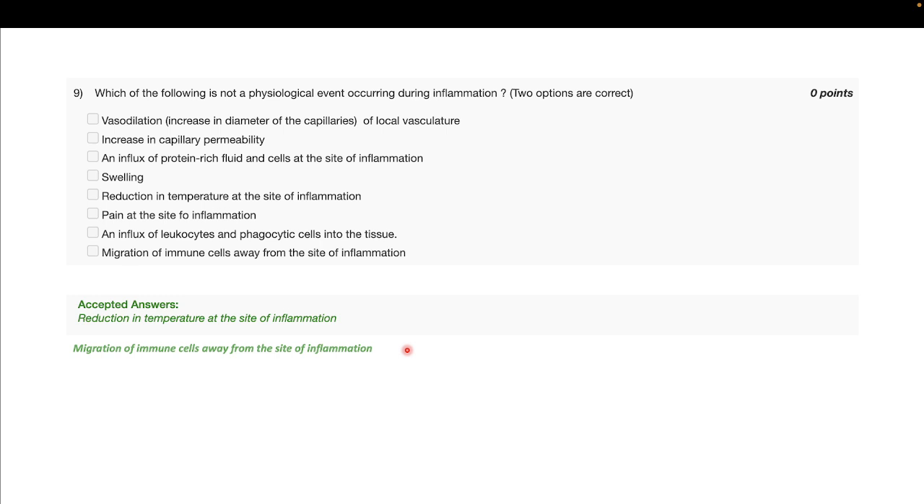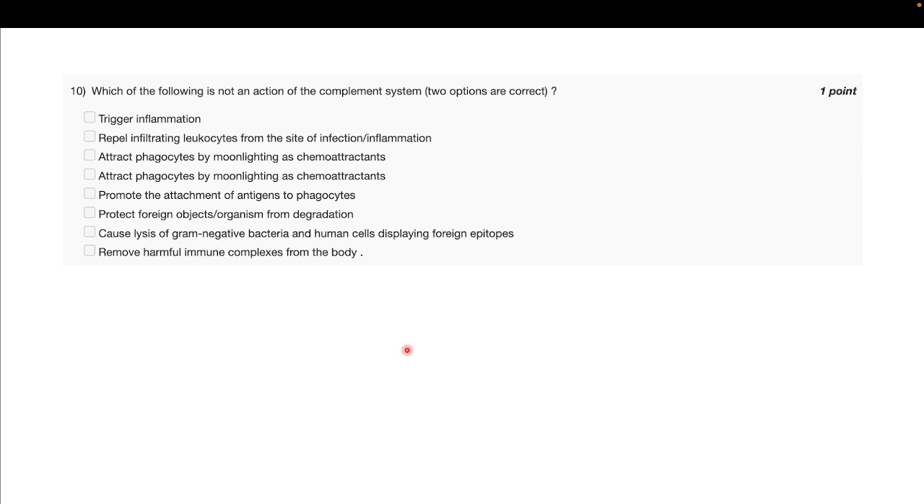Okay, then let's move on towards the last question of the assignment. Which of the following is not an action of the complement system? Again, there are two correct options in this. So for this, you should know what the functions of the complement system are, then it becomes easier to answer this question.